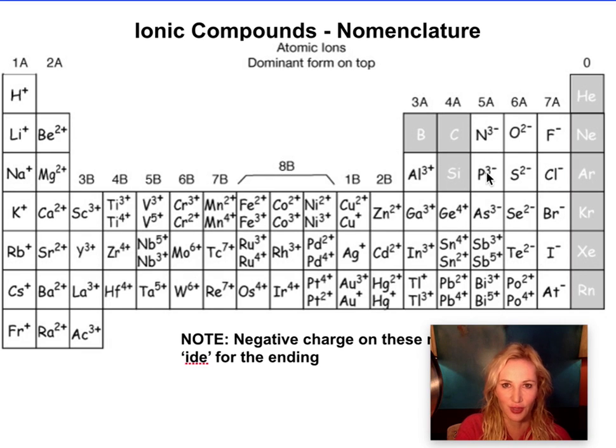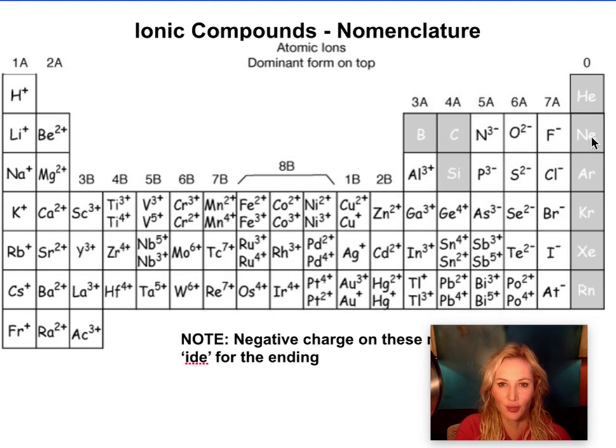So we have minus 3 for group 5A, minus 2 for group 6A, minus 1 for the halogens, fluorine, chlorine, bromine, iodine. But it's important to know that the halogens, when they don't have a charge, would be F2, Cl2, Br2, I2. They are diatomics in nature, so they naturally have twins. The chemistry name is a diatomic. Hydrogen's the same way. It's naturally H2 in nature. O2 when it doesn't have a charge, and N2 when it doesn't have a charge.